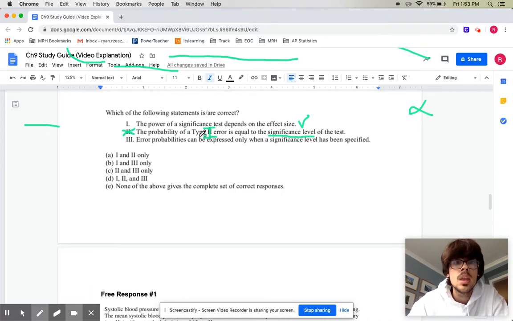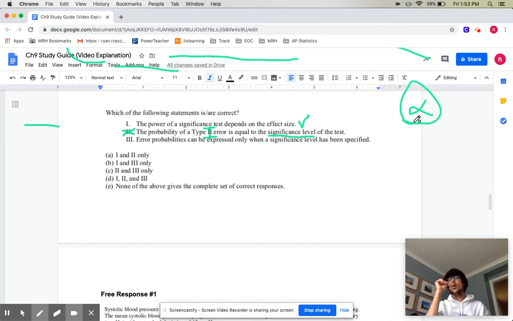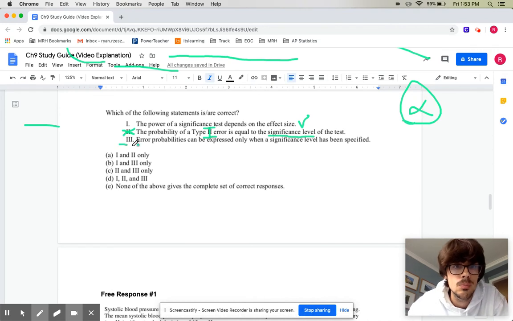And the last one says error probabilities can be expressed only when a significance level has been specified. That is also a true statement. Type 1 error just straight up is alpha. So you have to know that. And then one of the ways that you can increase the power of your test is by raising your significance level. So you need to know alpha before you can talk about the probability of type 1 or type 2. So choices 1 and 3 are both correct. That makes the answer B for this one.